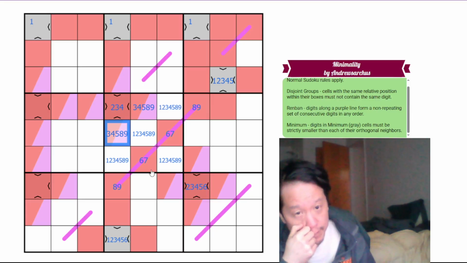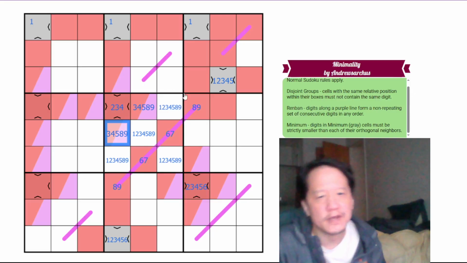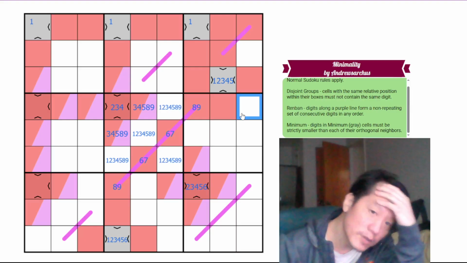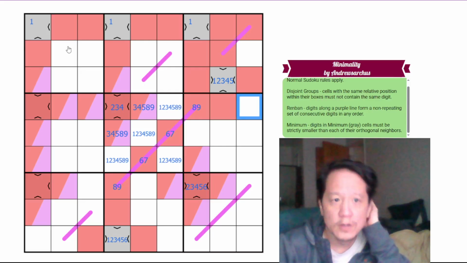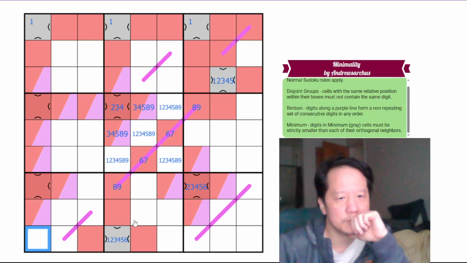What else do we have? 1 then. Okay, that's interesting. 1 in row 4 has to be here or here. Okay. 1 in column 1 is either here or here. 1 in column 4 is here, here, or here. That's fine.